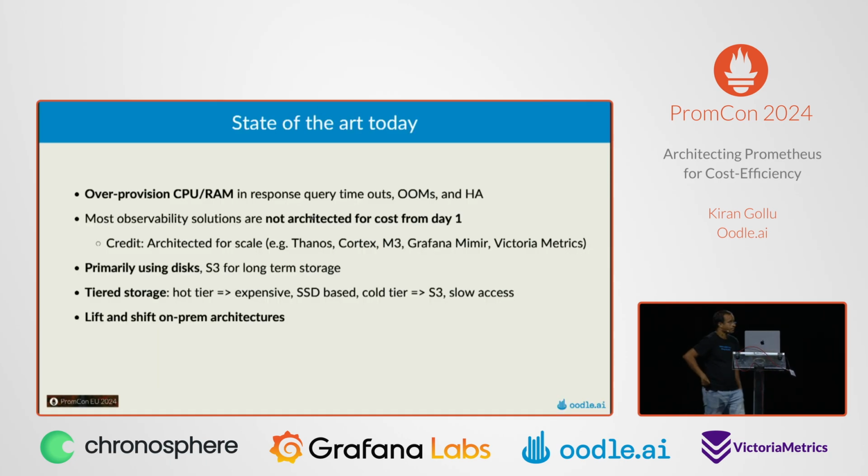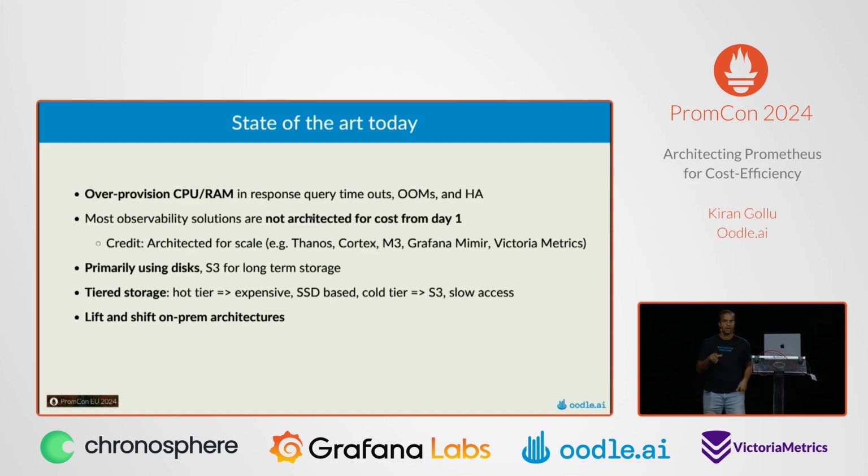If you look at the state of the art today, people typically over-provision the CPU and RAM in response to query timeouts, out-of-memory issues, and HA. Most observability tools were not architected for cost from day one, although there were several attempts at handling scale first, thanks to Thanos, Cortex, M3, Mimir, and VictoriaMetrics, primarily using disks and S3 for long-term storage.